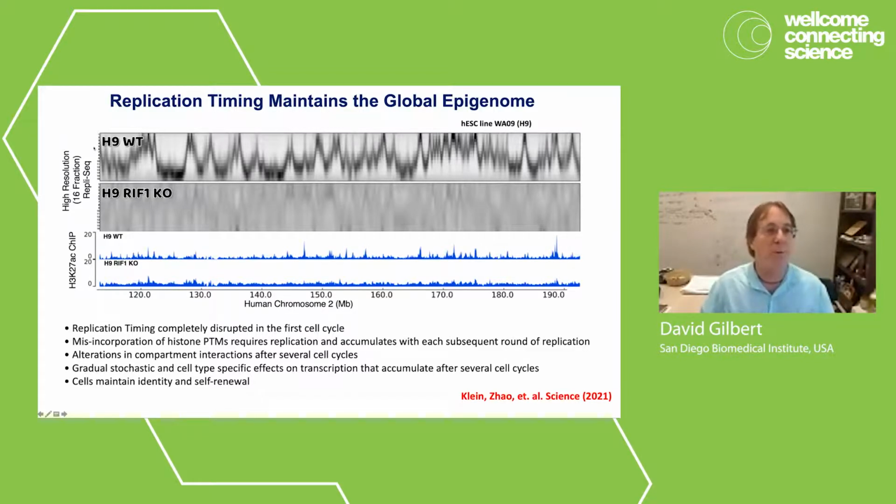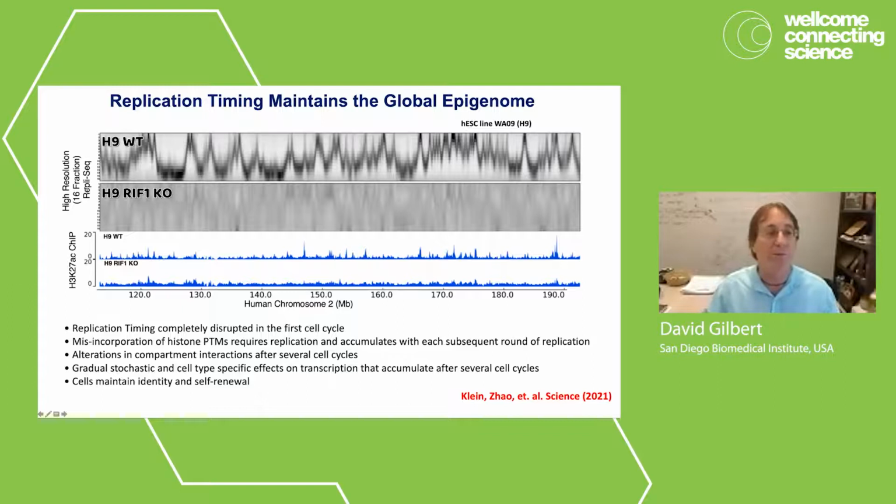In this first one, what you're looking at the top is what we call high resolution RepliSeq, where we, in this case, took 16 fractions of S phase and isolated the nascent DNA in each of those temporal fractions, and then displayed that replicated DNA as a heat map. You can see that the profiles look similar to the log2 ratio, but they're much, much sharper. There's a lot more detail here.